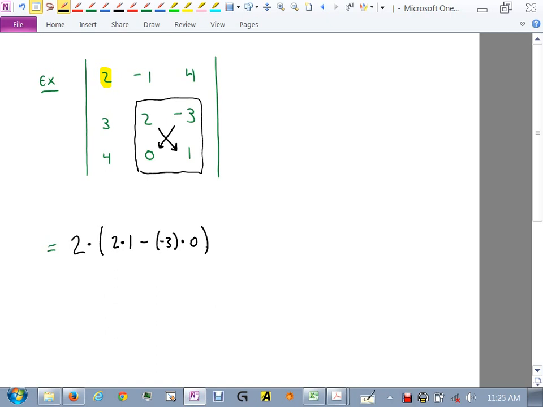Make sense? Yes? But the negative 3 times 0 is just 0, so all you really get here is 2 times 1, which is 2. So you get 2 times 2, which will be 4, won't it? I'll do that on the next line.